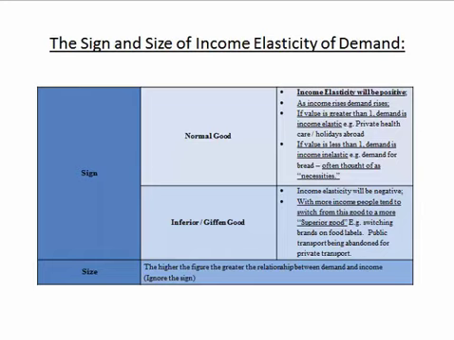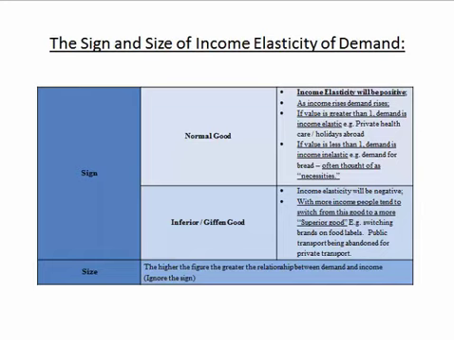If the value is greater than 1, demand is income elastic, for example private healthcare or holidays abroad. If the value is less than 1, demand is income inelastic, for example the demand for bread, often thought of as a necessity. That's for normal goods. For inferior goods, the sign will always be negative.